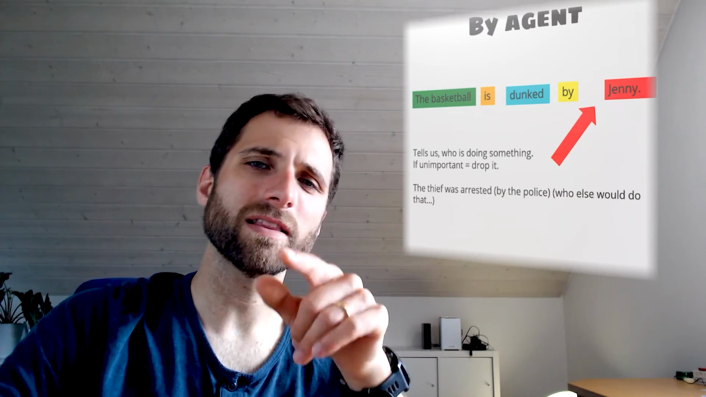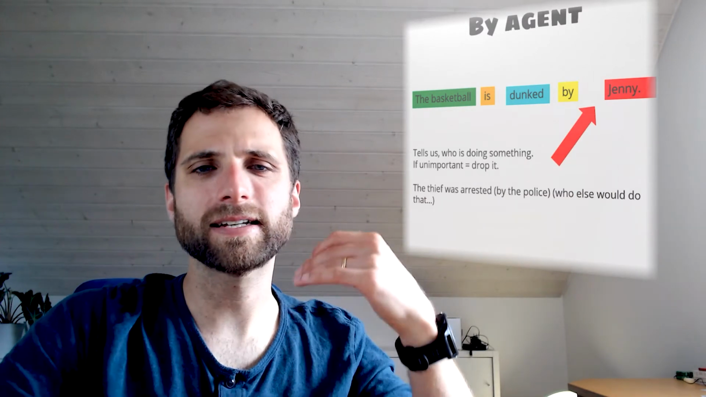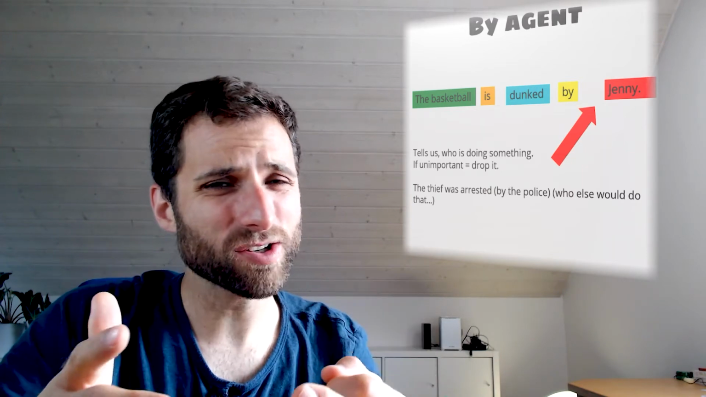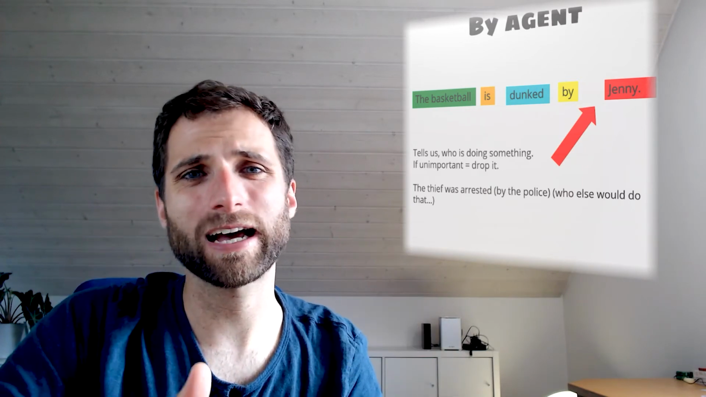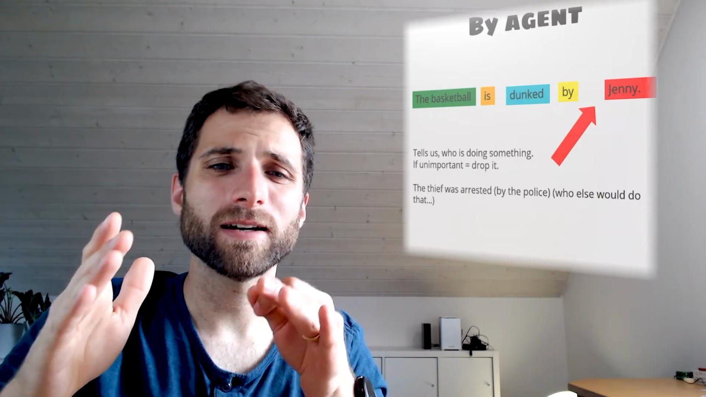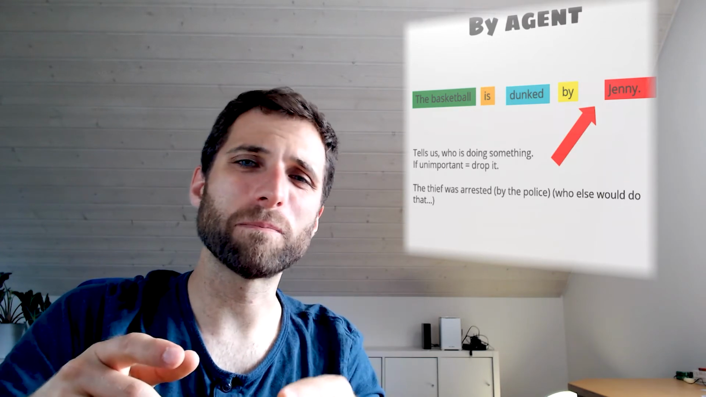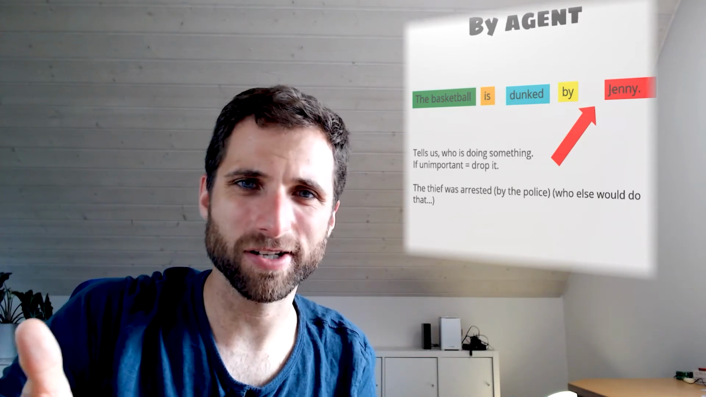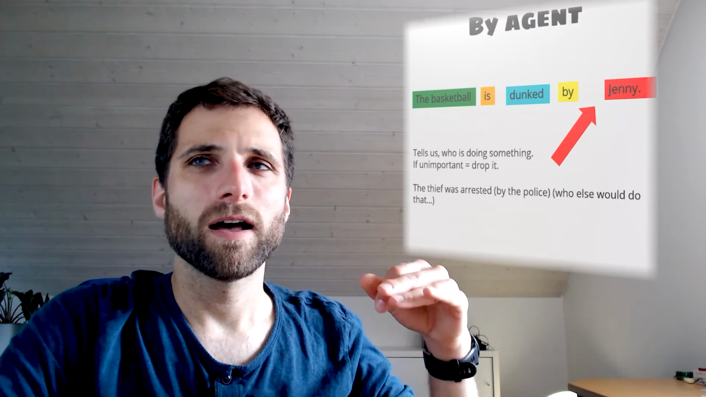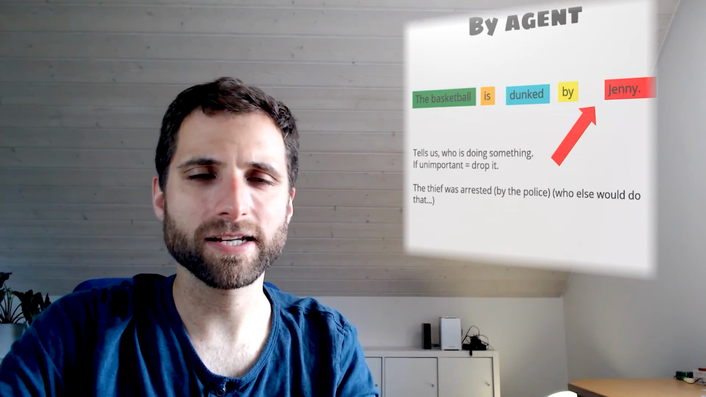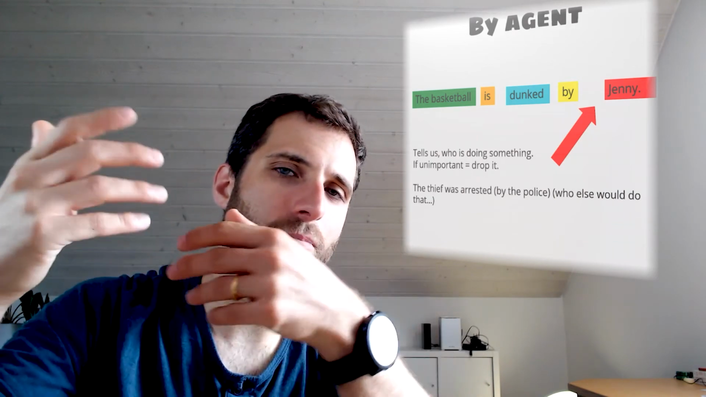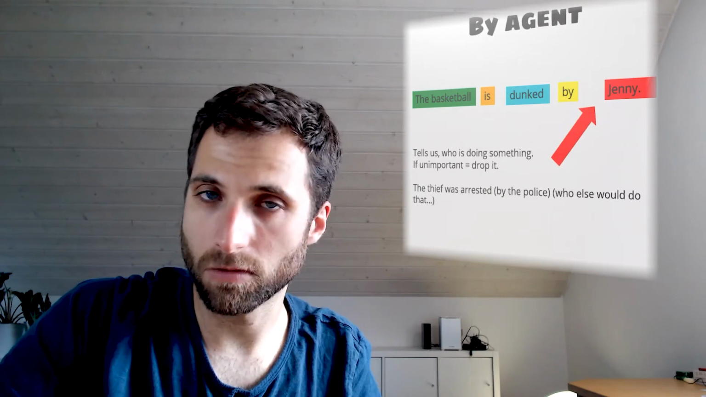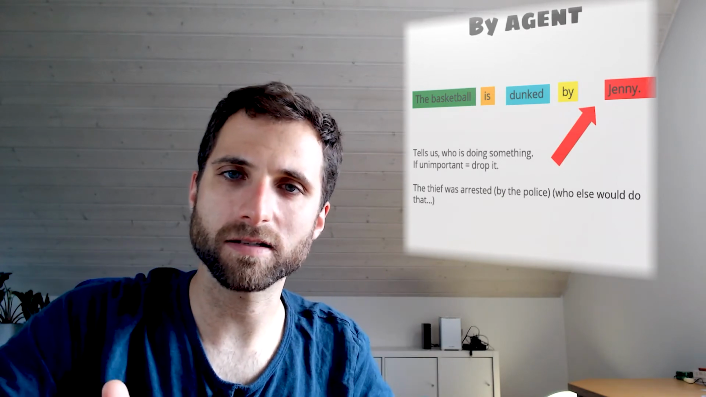That's what we call the by agent. It tells us who does something. But you can also have a passive sentence without the by agent. In particular, if the by agent is not necessary because there is no information. Example, the thief was arrested by the police. Who else is gonna arrest the thief? No one. So we don't need this part.